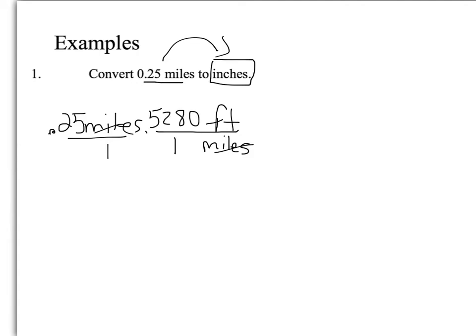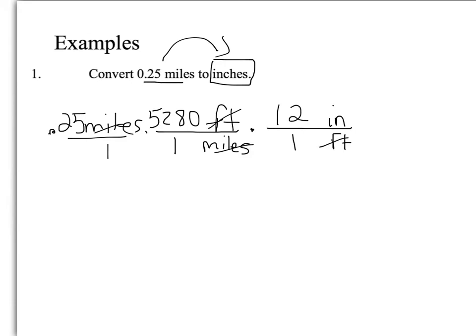And now we're in feet, but we're not done because we're going to inches. So since feet is on top, feet has to go on bottom, and then we can go to inches. What is bigger, a foot or an inch? A foot, and that's where our 1 goes. So there's 12 inches in 1 foot.